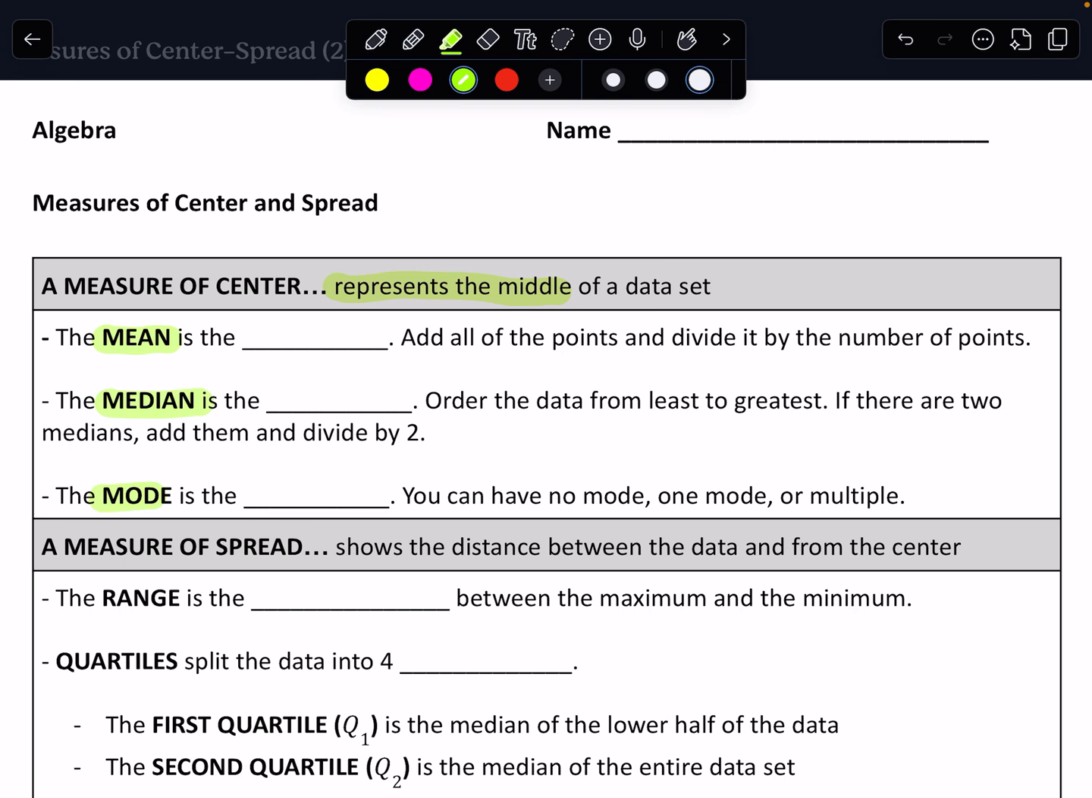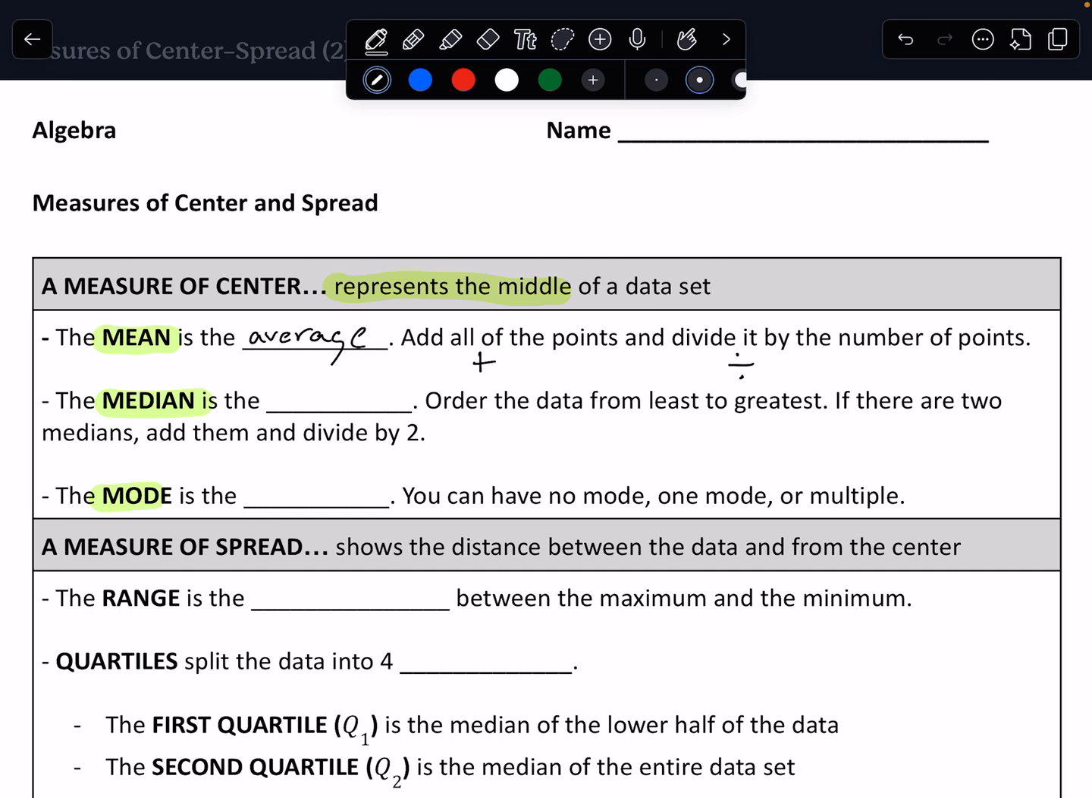The first one is mean. It's the most common, and it is the average. To find that, we're going to add all of our points, and then we're going to divide by the number that we have, the number of points that we had. Again, we'll see some examples later.